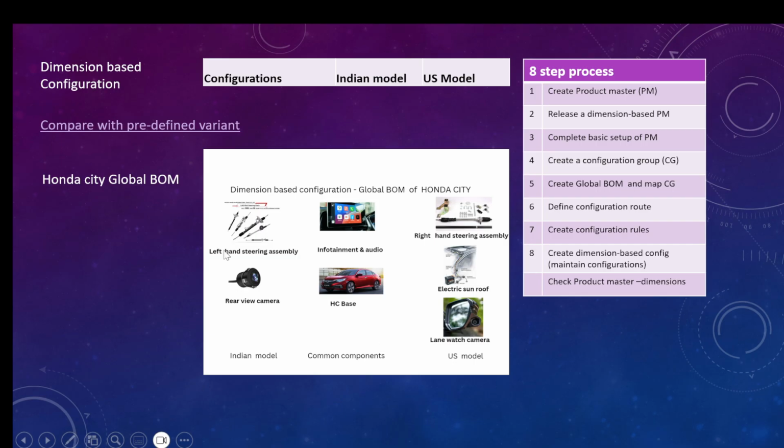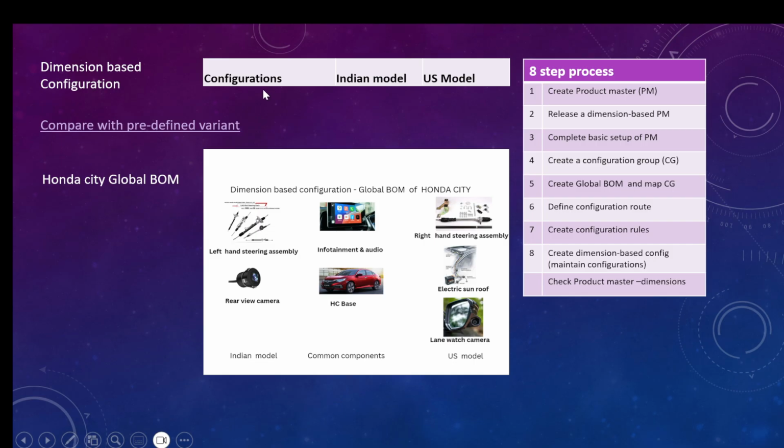quickly. So here, what I've done is I have taken a global BOM, and then using this global BOM, I'm going to create a product master in 8 steps. Before I get to the steps, let me discuss a little more on this global BOM.